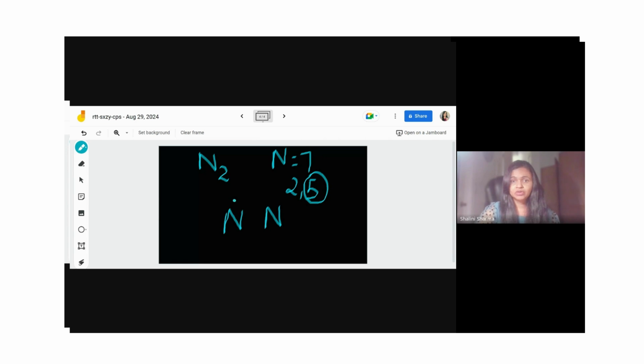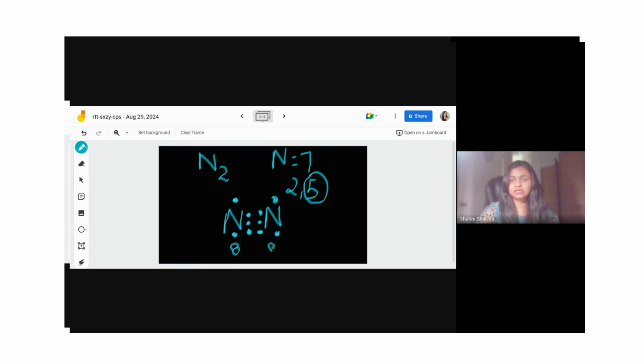So it's going to be 1, 2, 3, 4, 5. This would be in the center because they're going to share with each other, and so with this electron on the other nitrogen. Now we can see how they're going to do the sharing. 1, 2, 3, 4, 5, 6, 7, 8. This nitrogen has become stable, and so has this one, by sharing these 3 pairs of electrons with each other. 1, 2, 3, 4, 5, 6, 7, 8.